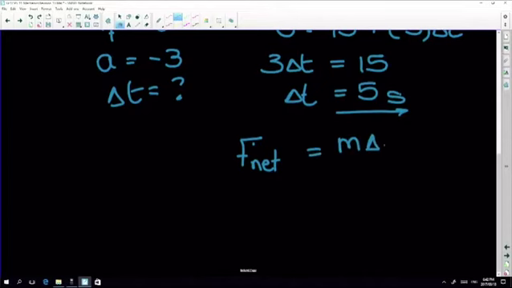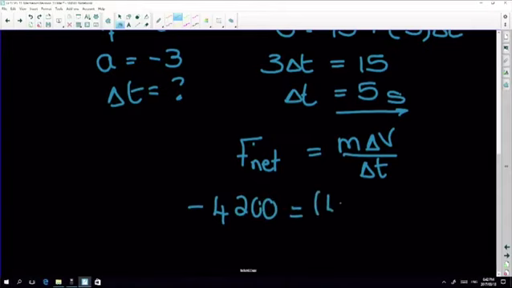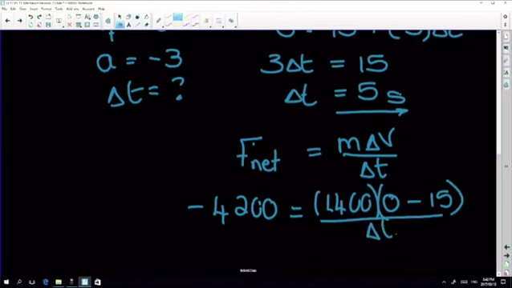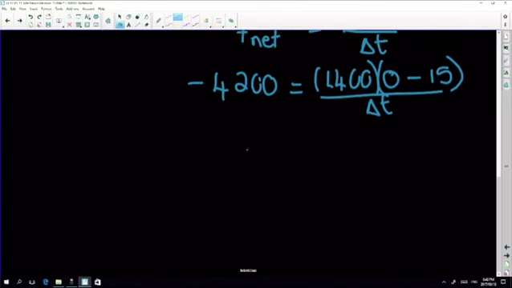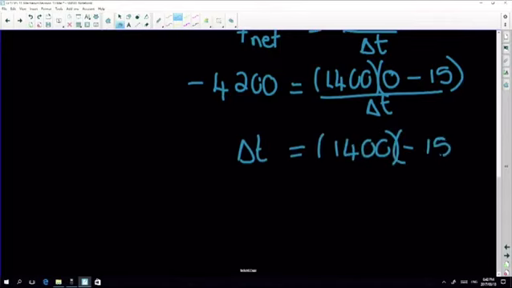So you're saying you wanted to do it this way, where F net equals m delta v over delta t. That's fine. You need to be careful with your substitution though. Remember, F net we said was 4,200, but it's minus 4,200. The mass of the car was 1,400 kilograms. Final velocity is 0. Initial velocity is 15. And you want delta t. Now, if you forget to put the minus 4,200 in, you're going to get a negative time. But what this means is we're going to end up going 1,400 times minus 15 divided by minus 4,200.